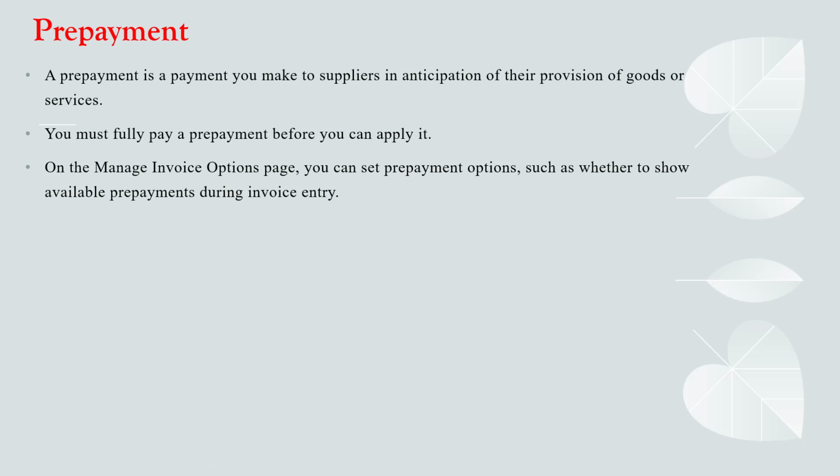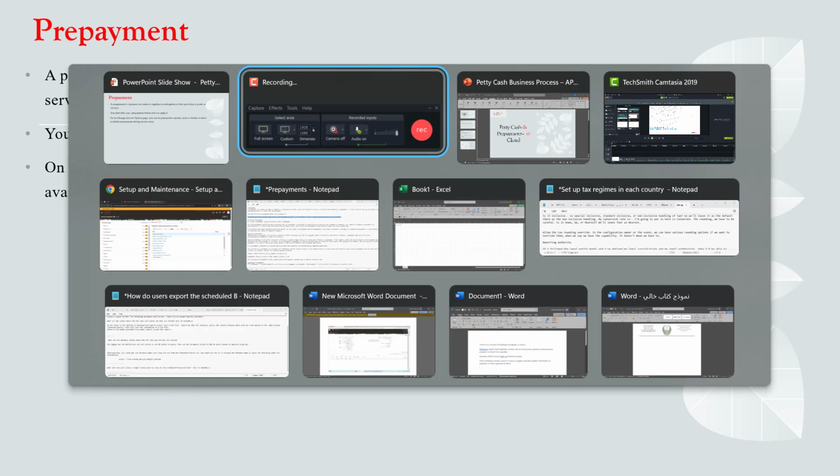There is one setup in Manage Invoice Options. You can set prepayment options such as whether to show available prepayments during invoice entry. What does it mean? Once I make a prepayment for an employee and fully pay it, and now I am going to create a standard invoice for the expenses, this option shows me that there are one or two or three prepayments available during invoice entry. We can check this in the system now.